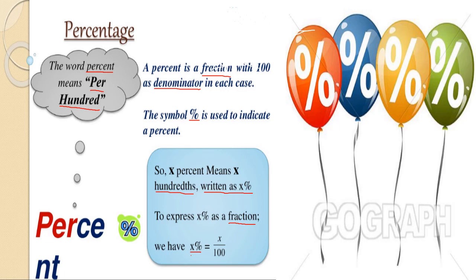A percent is a fraction with 100 as the denominator. That will be in fraction, but it will have 100 in the denominator in each case. Wherever you see a percent, it is a fraction with 100 as the denominator. So how do we show a percent, in which symbol? You can check it out.